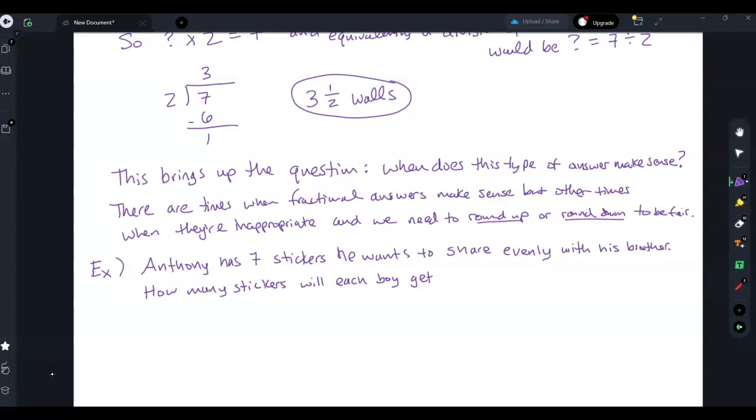So hopefully it makes sense if I even asked it this way. Hopefully most people would say, well, each boy gets 3 stickers. But I'm going to specifically say, how many stickers will each boy get? And then since I know I don't want a fractional answer, I'm also going to ask for the leftover. So I'll ask, and how many will be left over?